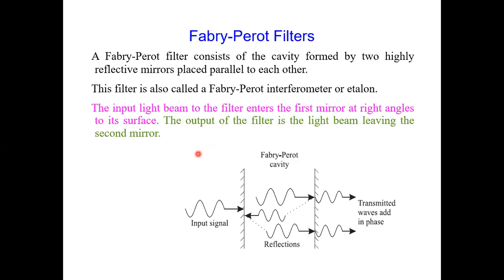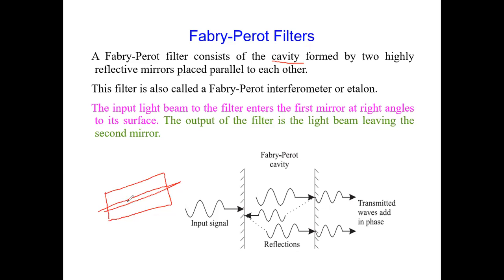Then comes your Fabry-Perot filter. Now, what is a Fabry-Perot filter? A Fabry-Perot filter consists of a cavity formed by 2 highly reflective mirrors placed parallel to each other. So you have to understand what I am talking of. First of all, a Fabry-Perot cavity. See, your Fabry-Perot laser also works on a cavity. Like I have this device. Here the light signal is passing through it, and it is actually forming a cavity inside.